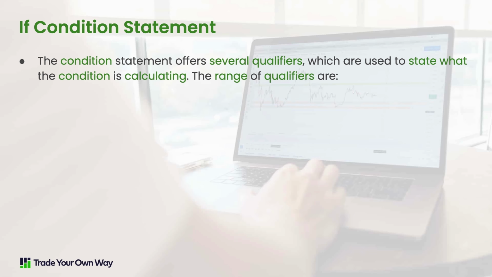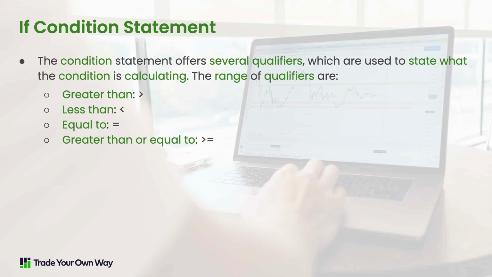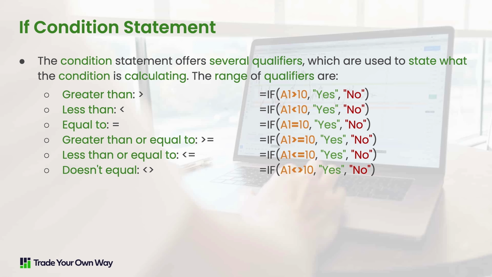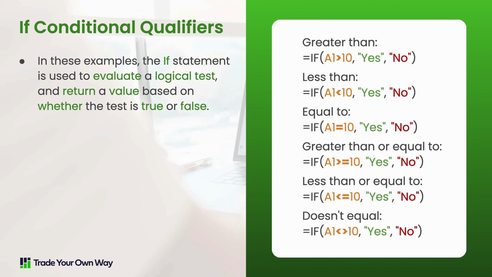The condition statement offers several qualifiers, which are used to state what the condition is calculating. The range of qualifiers are greater than, less than, equal to, greater than or equal to, less than or equal to, or doesn't equal. Here is a range of examples, all based from the same formula, but each using a different condition qualifier. In each of these examples, the if statement is used to evaluate a logical test and return a value based on whether the test is true or false.